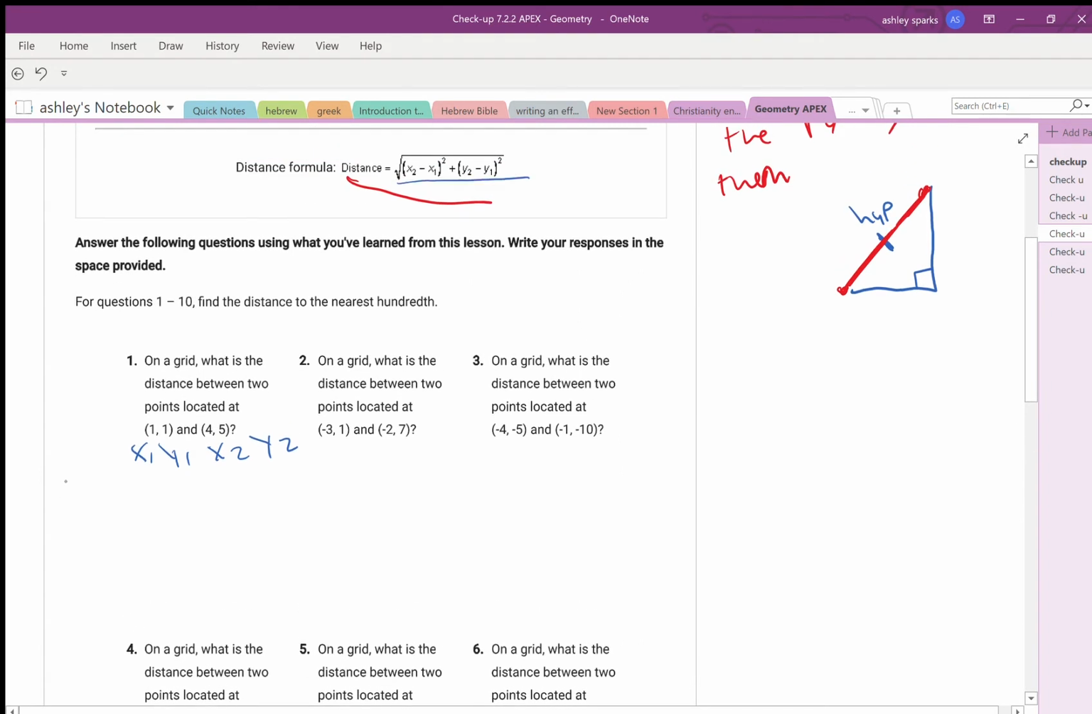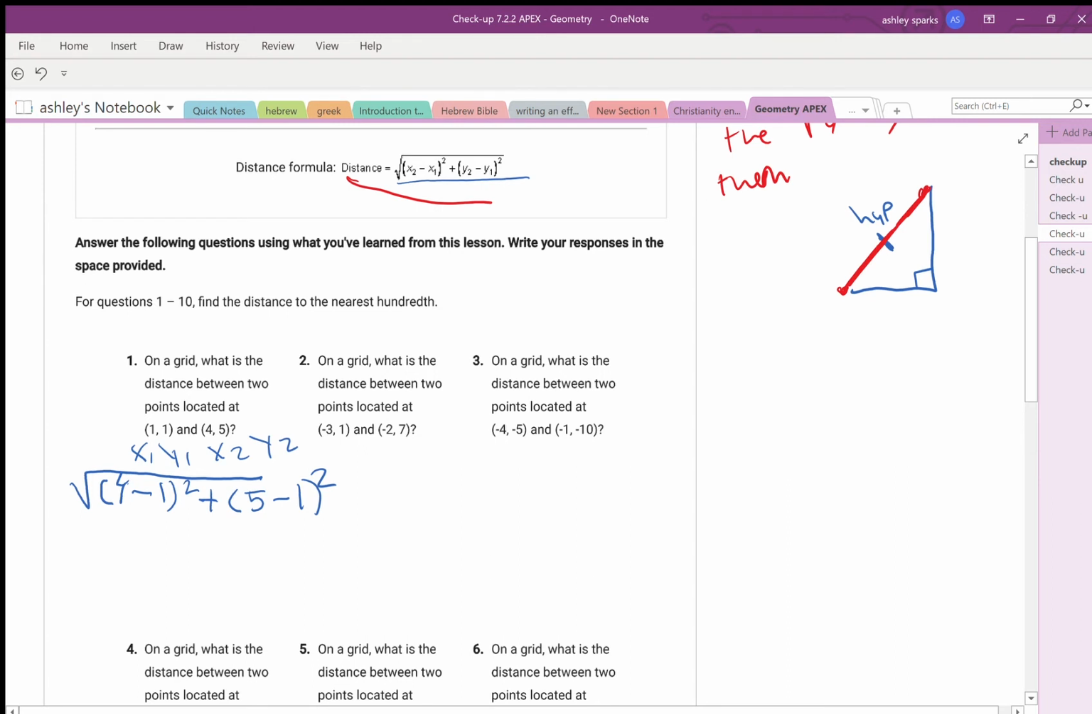The first thing I should write is that square root sign, parenthesis. Next I need x2. Well, x2 is 4. Got that? 4 minus my x1, which is 1, squared, close the parenthesis, plus, I want to start with y2, that's 5, minus 1 squared. And we're going to piece this through.